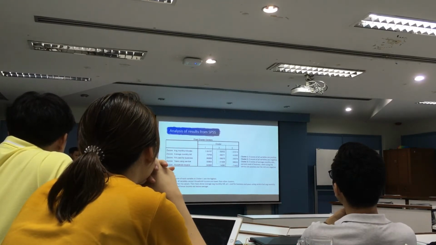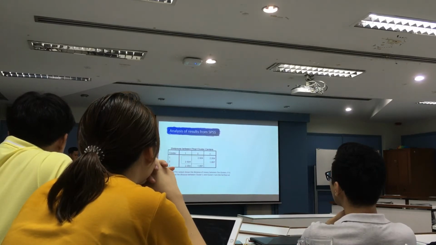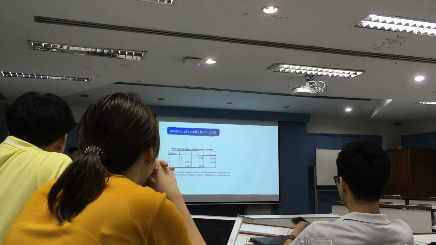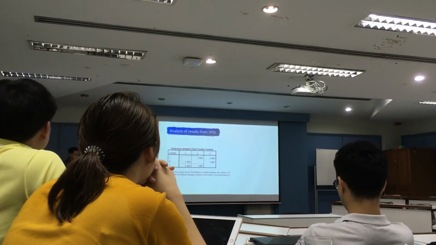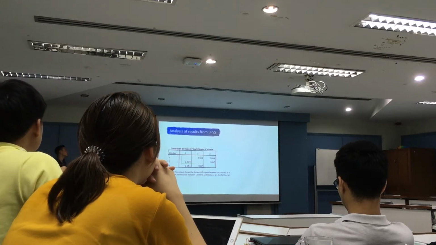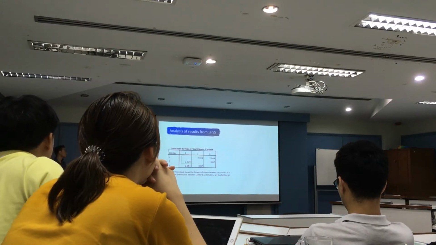To reinforce that, we also have to look at the distances between final clusters to ensure that the separation of the groups is actually far apart. So you can see that the distance between cluster 1 and 2 is the most, at 2.924.